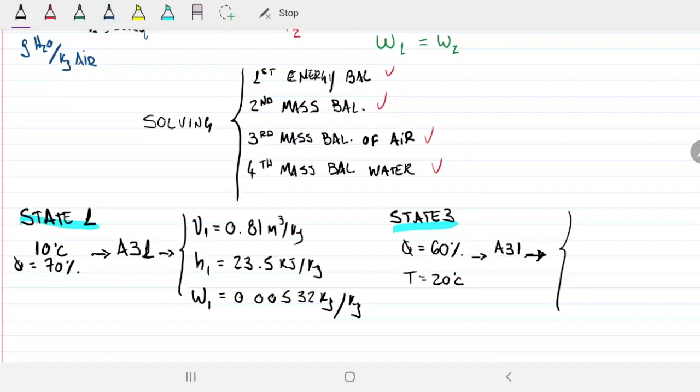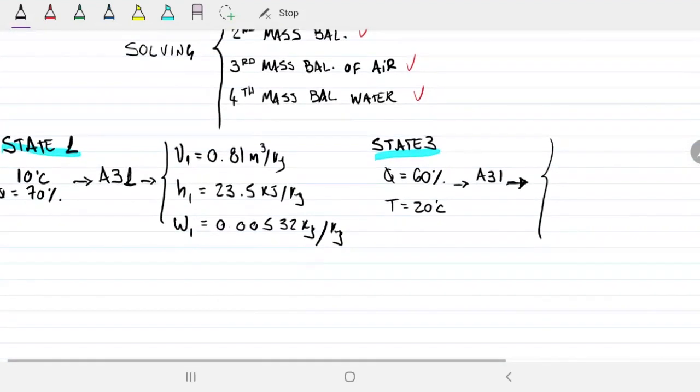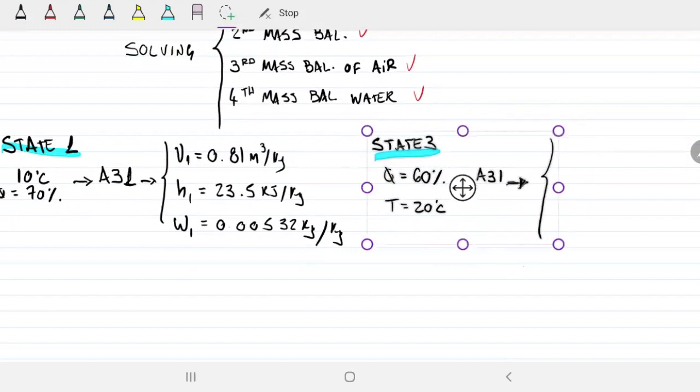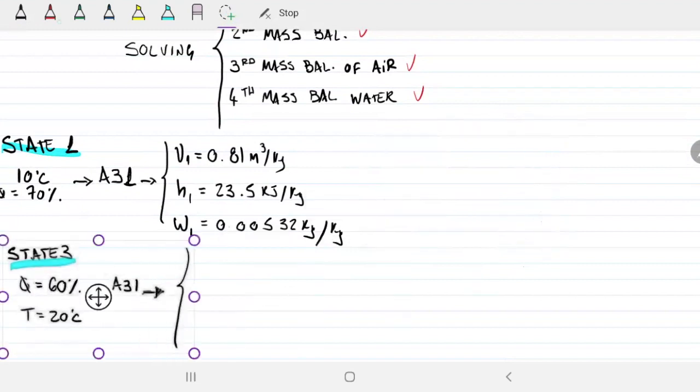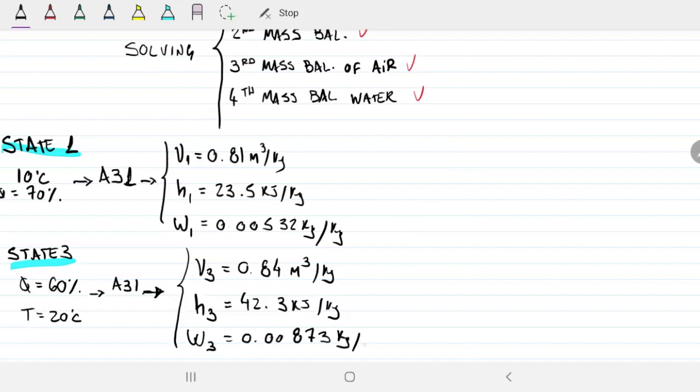So let's write it now. And we want to do that on the bottom here so that we're cutting the connect. Specific volume 3, that's going to be 0.34. My entropy 3 is 43.3. My omega is 0.37.